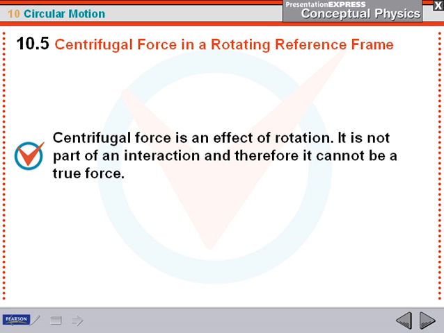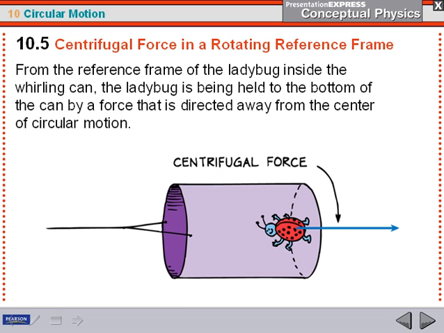Centrifugal force in a rotating reference frame. The centrifugal force as an effect of rotation is not part of an interaction, and therefore it cannot be called a true force. So let's go back to that ladybug in the can, and let's pretend that we are the ladybug. So this is from the frame of reference of the ladybug inside the can.